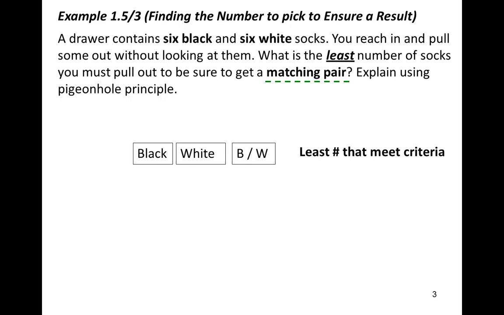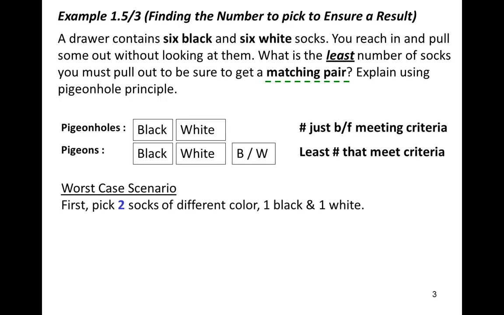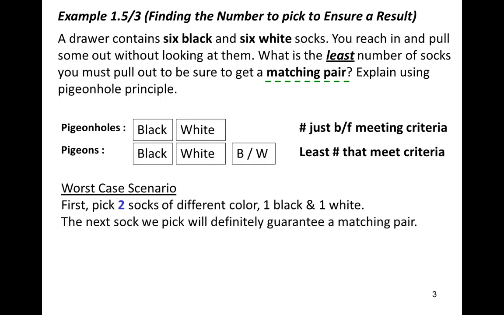So that becomes my pigeon. And the pigeonholes will therefore be the number of socks just before I meet my criteria, which is 2 socks in this case. How do we explain? Just state that in the worst case scenario, if the first 2 socks are of different colors, then the next sock will guarantee 1 matching pair. So the answer is 2 plus 1 socks, which is 3.